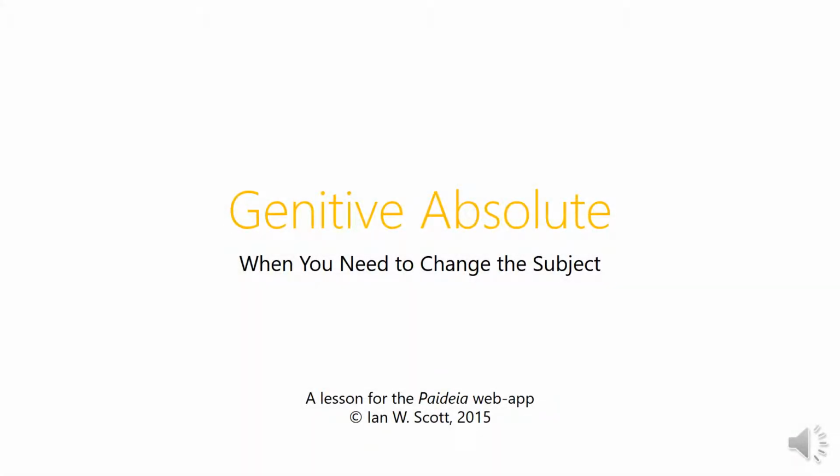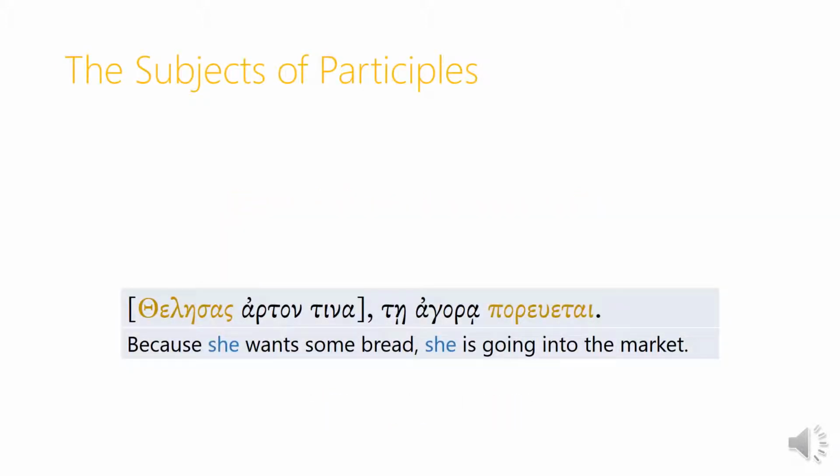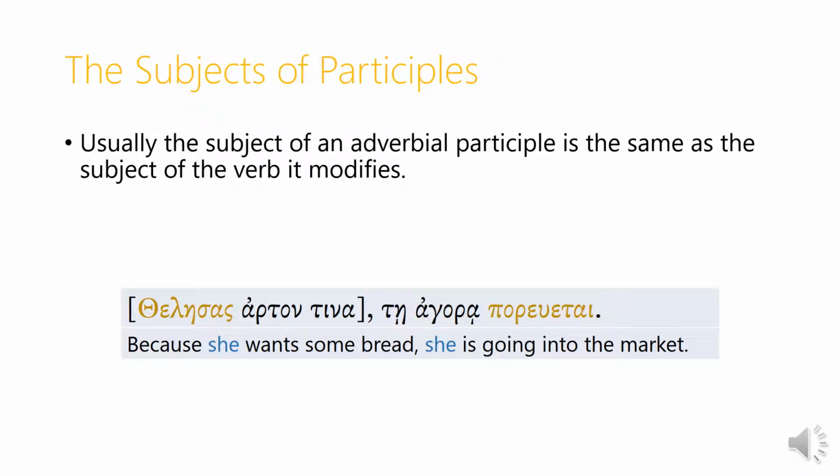In this video, we're going to be looking at a special use of the adverbial participle called the genitive absolute. And this is what we do when we need to change the subject. The subjects of participles are usually the same as the subject of the verb that it modifies. Often that's the main verb of the clause.